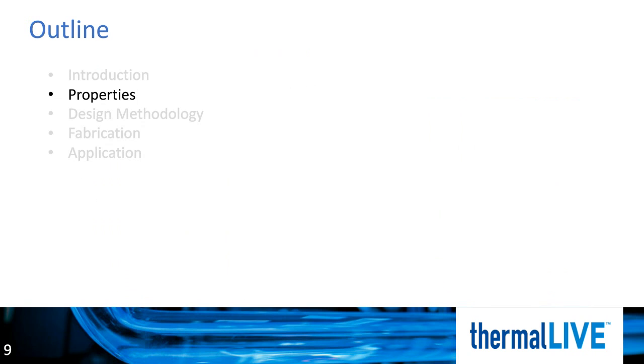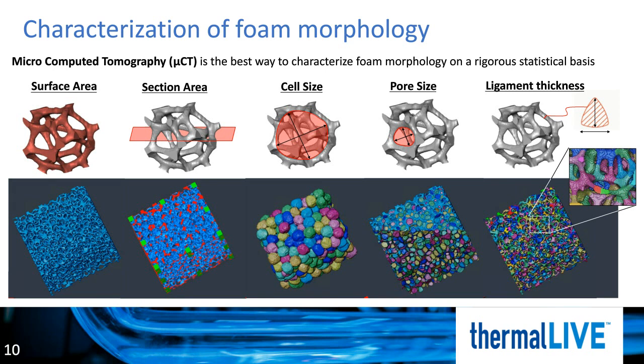In the following section, we will dive deeper into the characteristics and properties of Duocell metal foam. We will start with characterization of the structure or morphology of the foam. For heat transfer, we are specifically interested in surface area, cross-section area, cell size, pore size, and ligament thickness.